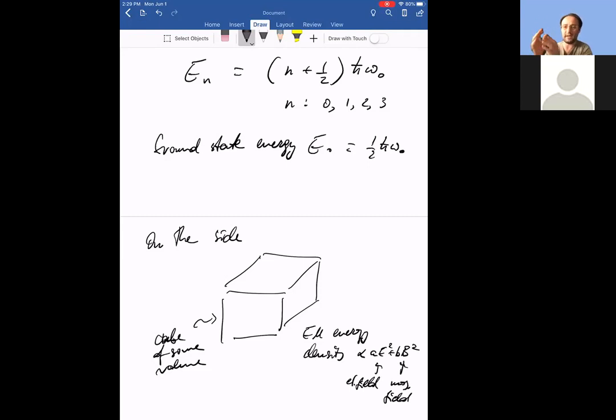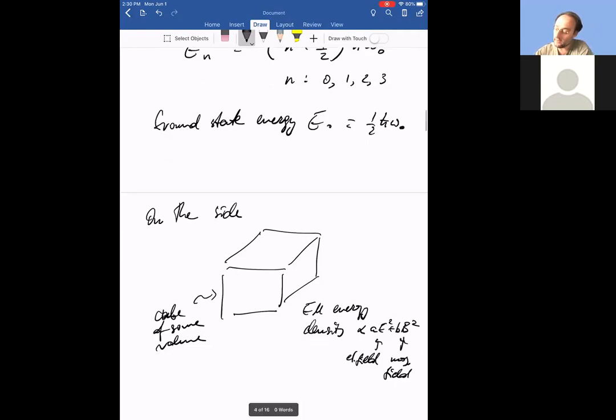Now these A and B are proportional to epsilon naught and mu naught, those constants of E and M. The point is, it almost looks like the energy of a harmonic oscillator. For a harmonic oscillator, it's 1/2 p squared over m plus 1/2 kx squared. So you have p squared and x squared. Here we have E squared and B squared. So this is energy density.